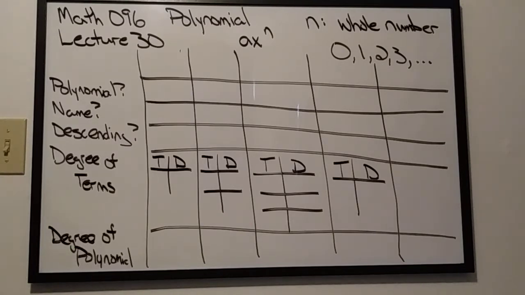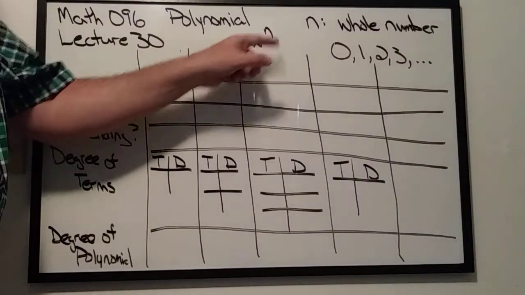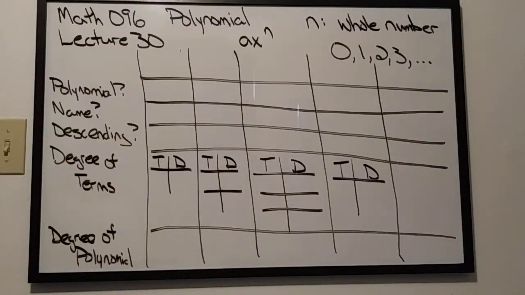Now, as you look at that definition, it says that we're going to have lots of different terms, and they're going to be of the form a times x to the n, where a is going to be a real number and n is going to be a whole number. Now, in this section, the fact that a is going to be a real number doesn't really eliminate anything from the world of polynomials. So we're not going to have to worry about that too much.